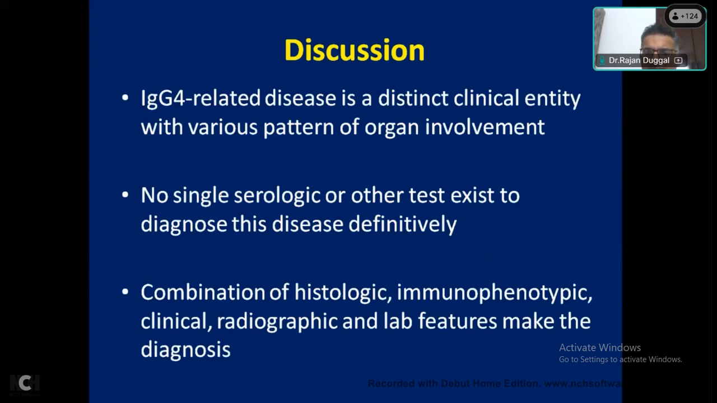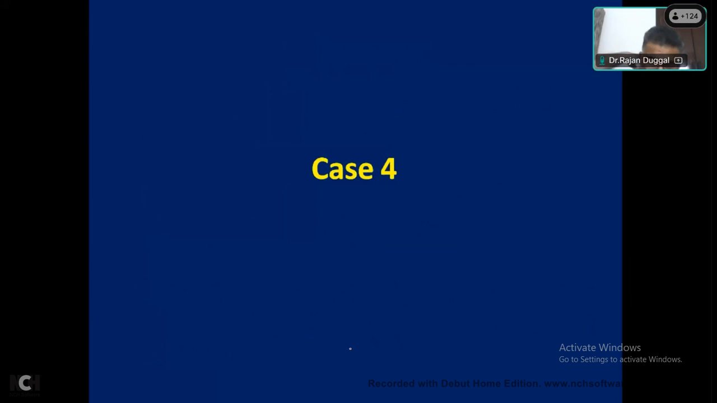So IgG4 related disease is a distinct clinical entity with various patterns of organ involvement, and no single serological or other test exists to diagnose this disease definitively. But you have to keep this disease in mind, and it is always clinical, histopathological, and immunohistochemistry which will help. Many times there will be increased IgG4 plasma cells in the biopsy, and the serum IgG4 levels will be normal. Okay, so you have to correlate everything together. It is a combination of histology, immunophenotype, clinical, radiological, and lab features which will make this diagnosis. So come to the next case.